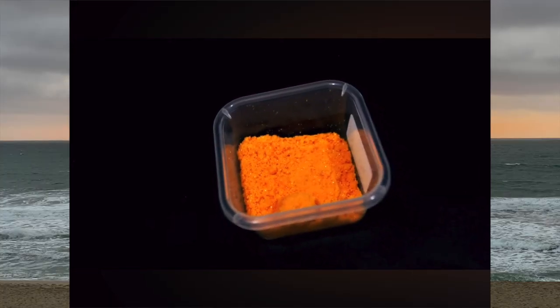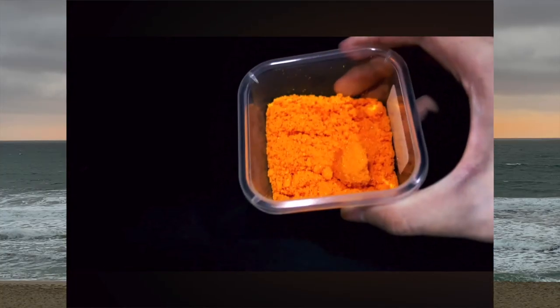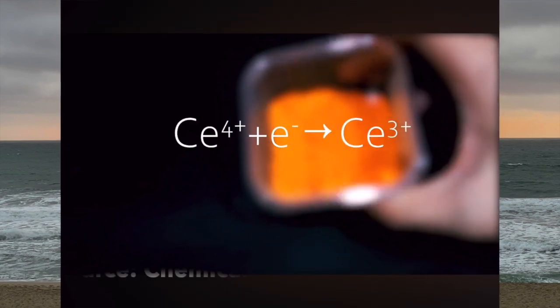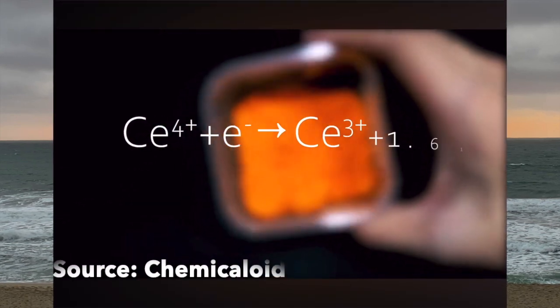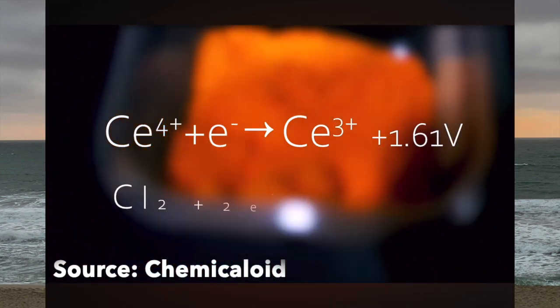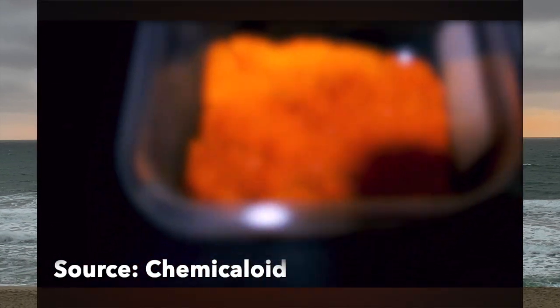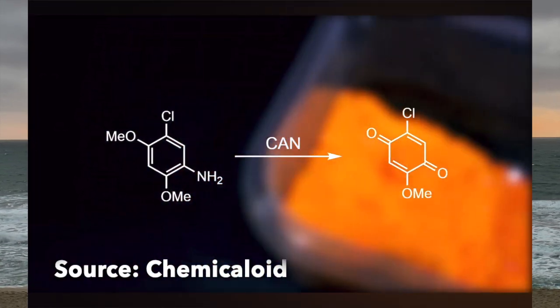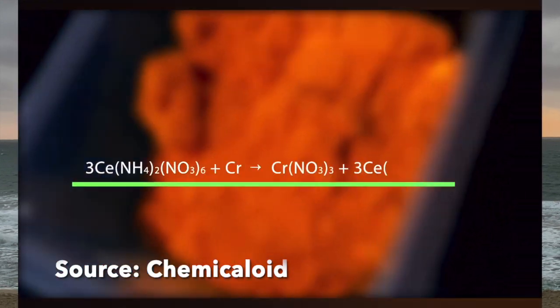In today's video, we're going to make ceric ammonium nitrate from cerium oxide glass polishing powder. Ceric ion is a strong one-electron oxidizing agent. In terms of its redox potential, it's even stronger oxidizing agent than chlorine gas. In organic chemistry, cerium ammonium nitrate is used to oxidize many functional groups. Also, it's used in chromium etching.